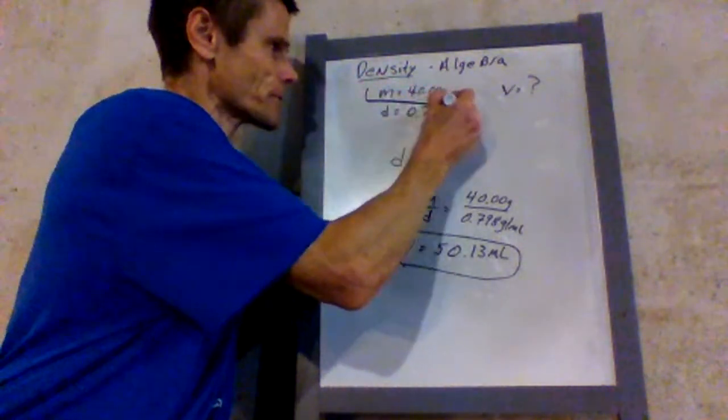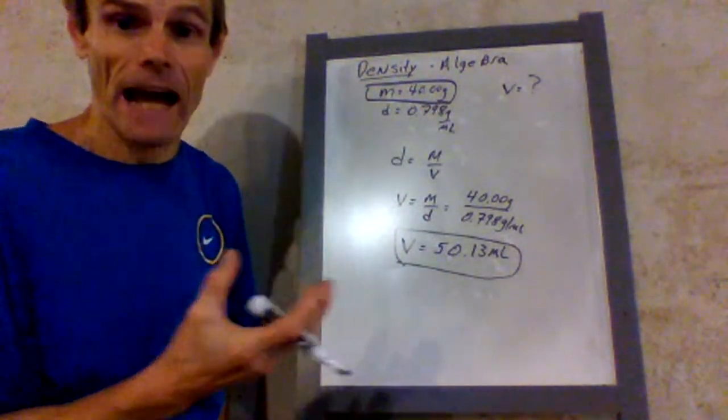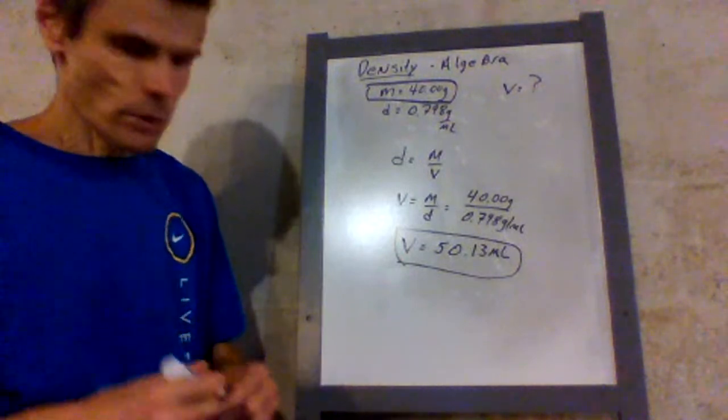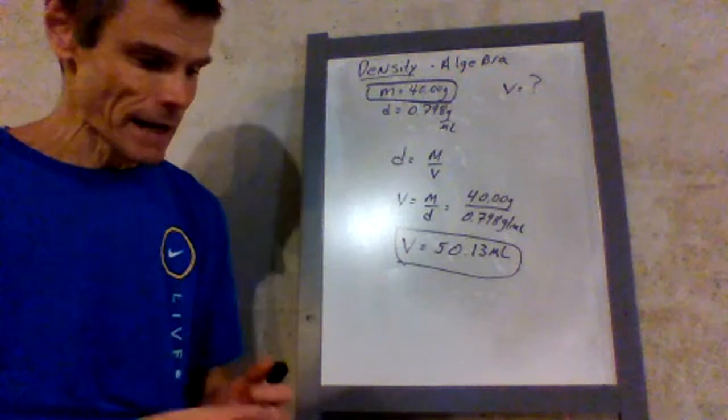I'm treating our mass as our data. The density is given to us. We're going to consider that to be an exact number in this case. We can also use a conversion factor as using dimensional analysis.